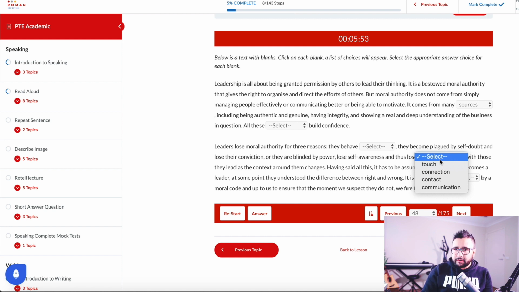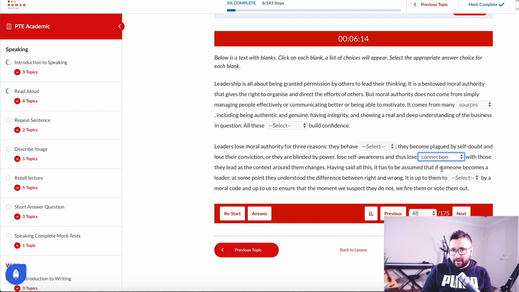This is exactly where you can use another trick. In your exam, whenever you are presented with a situation where you see exactly similar words or words with almost the same meaning, and you have no idea which one to pick, always try to pick the word which is more formal. Here, touch and connection.